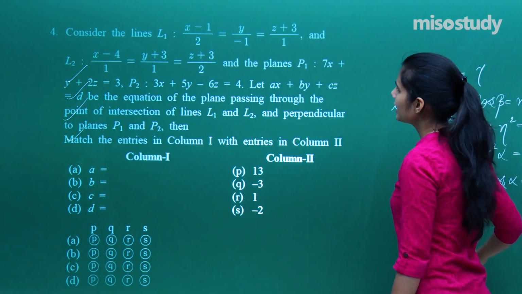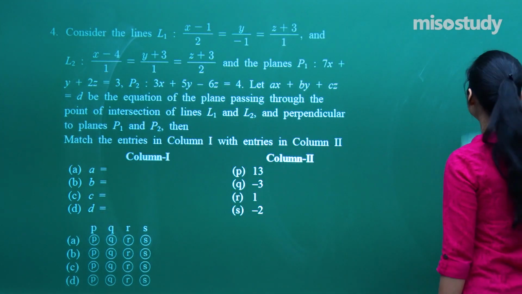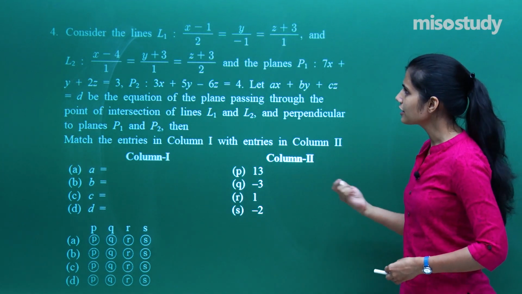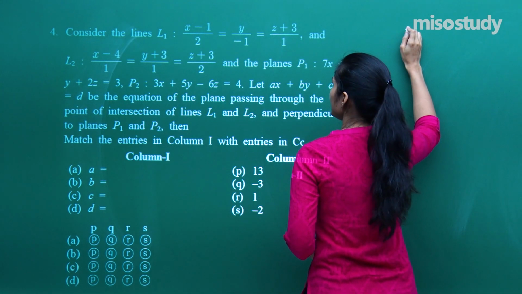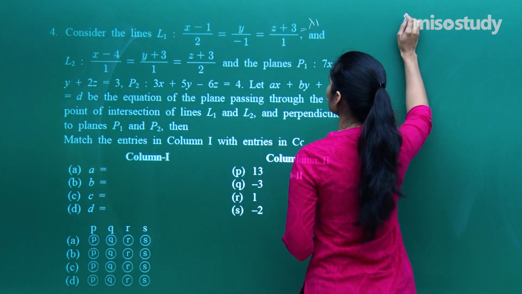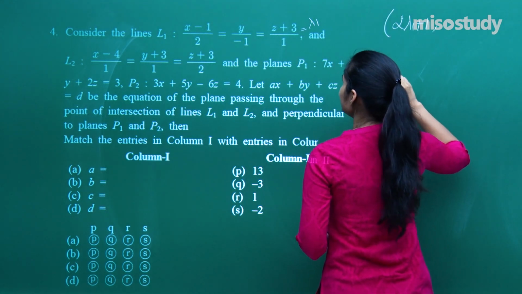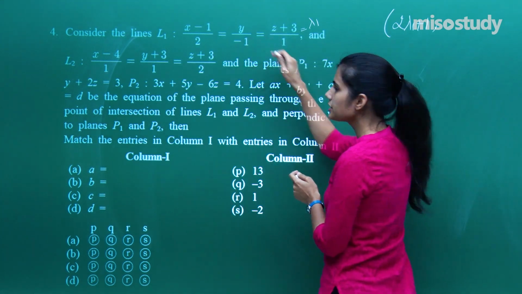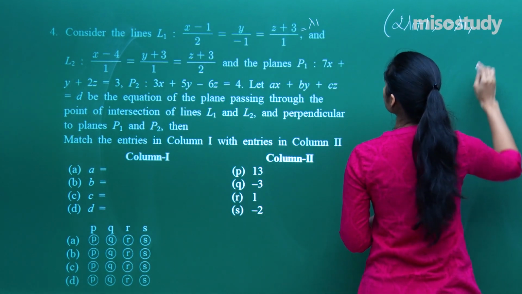Next you have considered the lines this and the planes P1 and P2. Let Ax plus By plus Cz equals D be the equation of the plane passing through the point of intersection of line 1 and line 2. So let's find out the intersection point of line 1 and line 2. Any arbitrary point on line 1 will look like, so suppose I take this equal to lambda 1. It will look like 2 lambda 1 plus 1, comma minus lambda 1, and then lambda 1 minus 3.